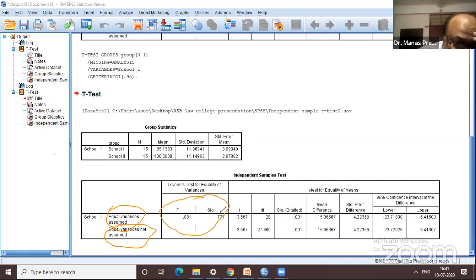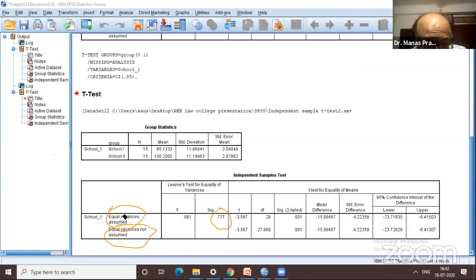Okay, so we have tested it. So what is the p-value? The p-value is 0.777. That means it is more than 0.05. Okay, it is greater than 0.05. So we accept the null hypothesis. We accept the null hypothesis that variances are equal.